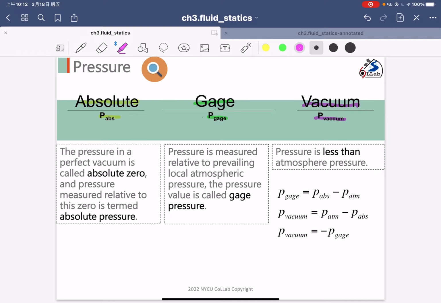And the slides just put the words and try to provide the interpretations of the absolute, the gauge, and the vacuum, but it is quite difficult to understand. So I emphasize here, you can focus on the formula shown here, and you will actually know why we call that the gauge. Okay, so the first one, the P_gauge.